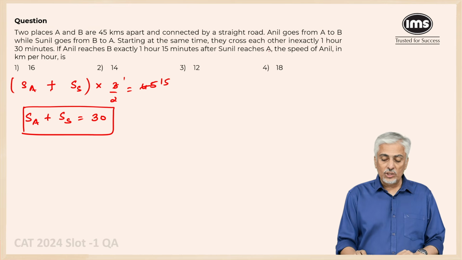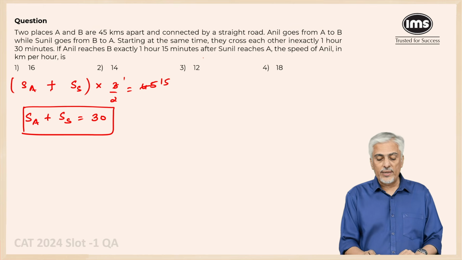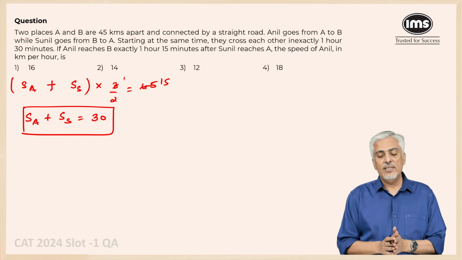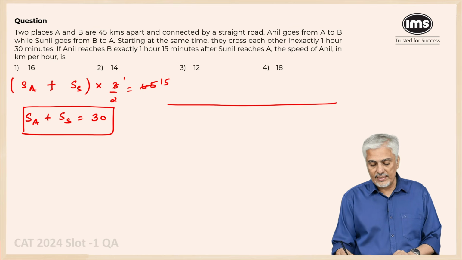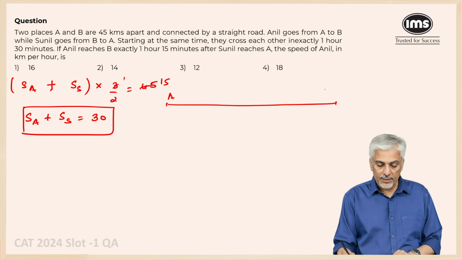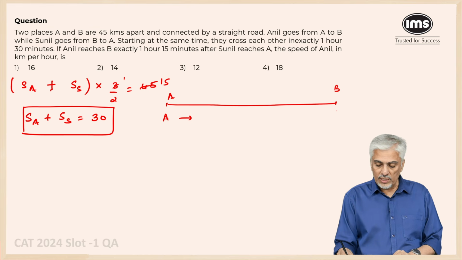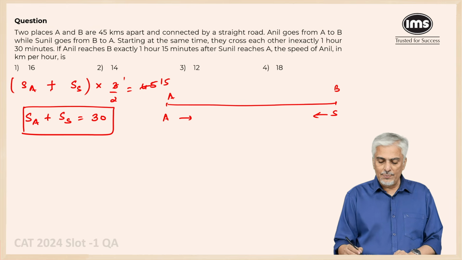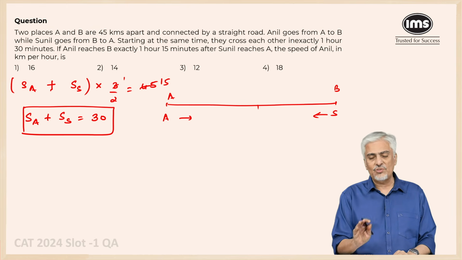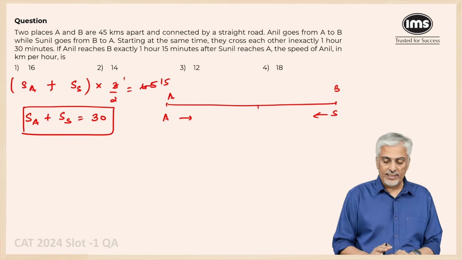Now, they cross each other in exactly 1 hour 30 minutes. If Anil reaches B exactly 1 hour 15 minutes after Sunil reaches B. Now what I am going to do is, let's take this was A and B. Anil is going from here to here. Sunil is going from here to here. They meet wherever, they meet over here, suppose. Just for example, I don't know who's faster and all, I don't know right now.